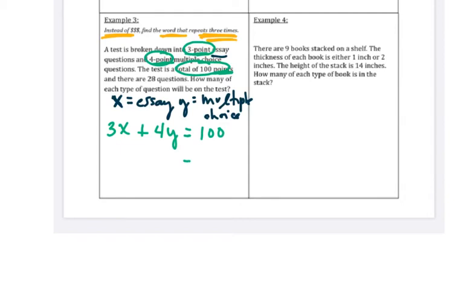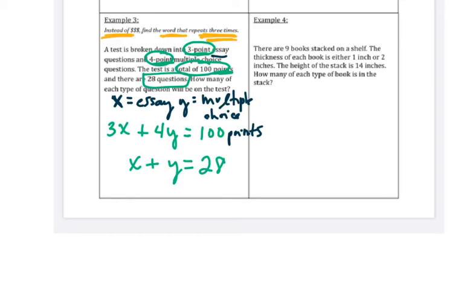Then it has another total. The other total is 28. There are 28 questions. What types of questions? Essay plus multiple choice equals 28. So in this one here, instead of money plus money equals total money, we had points plus points equals total points. So now you can plug that in.